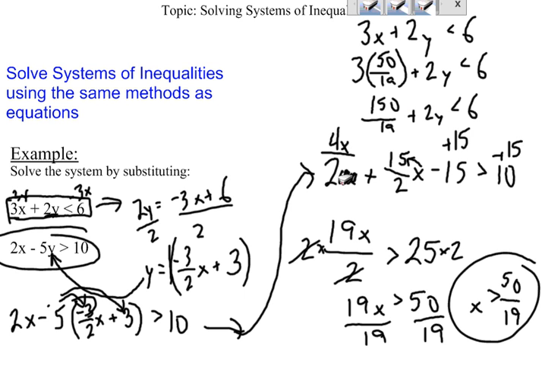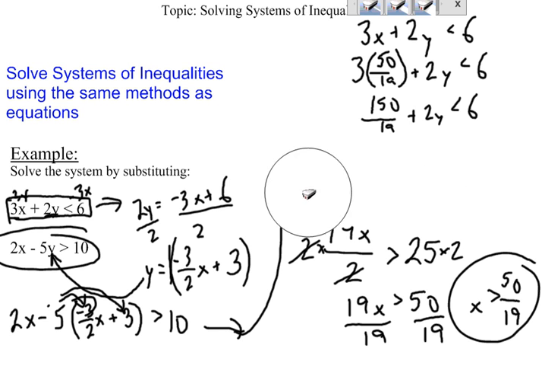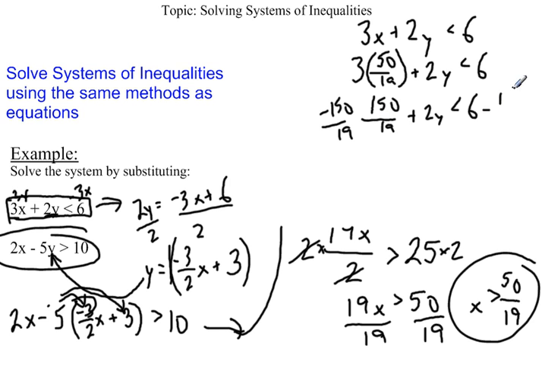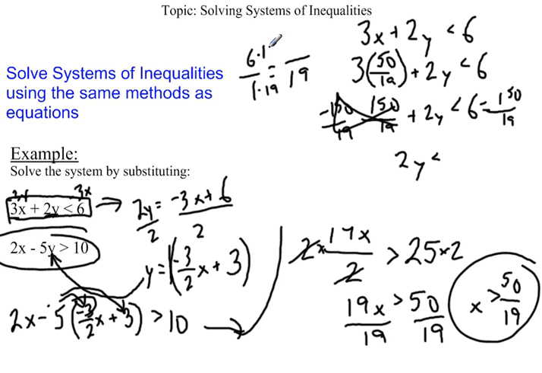I need to make some more room. You see, this one's getting fun quickly. Alright, now I want to subtract 150 over 19 from both sides. That way I have 2y is less than 6 minus 150 over 19, because these will cancel. If I want to make 6 over 1 into something over 19, I've got to multiply by 19. 19 times 6 gives me 114 over 19.